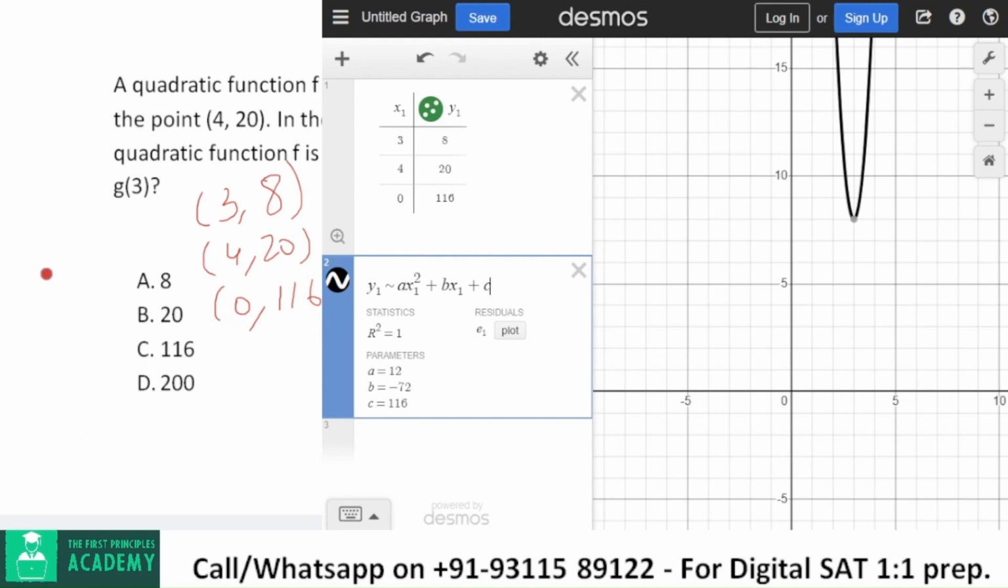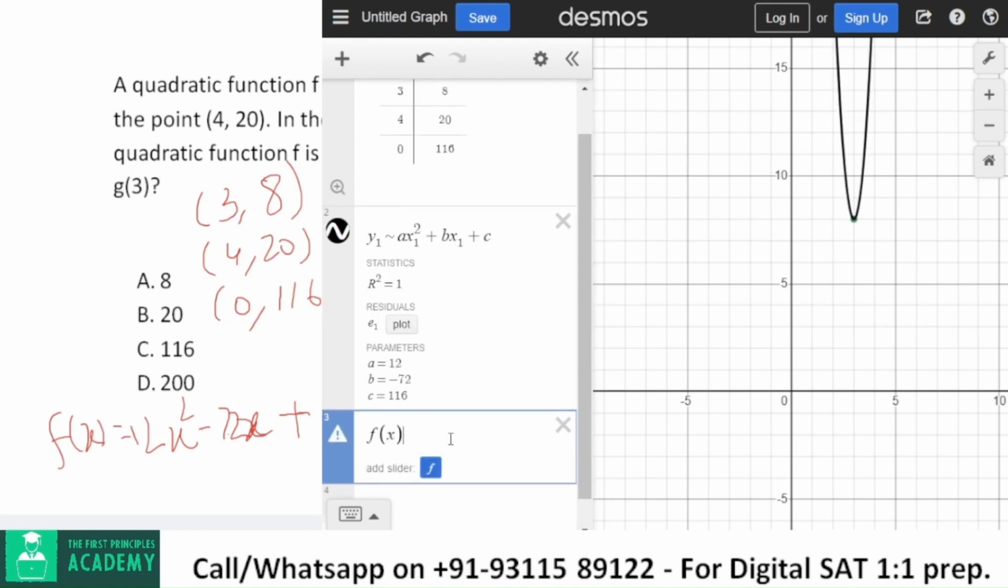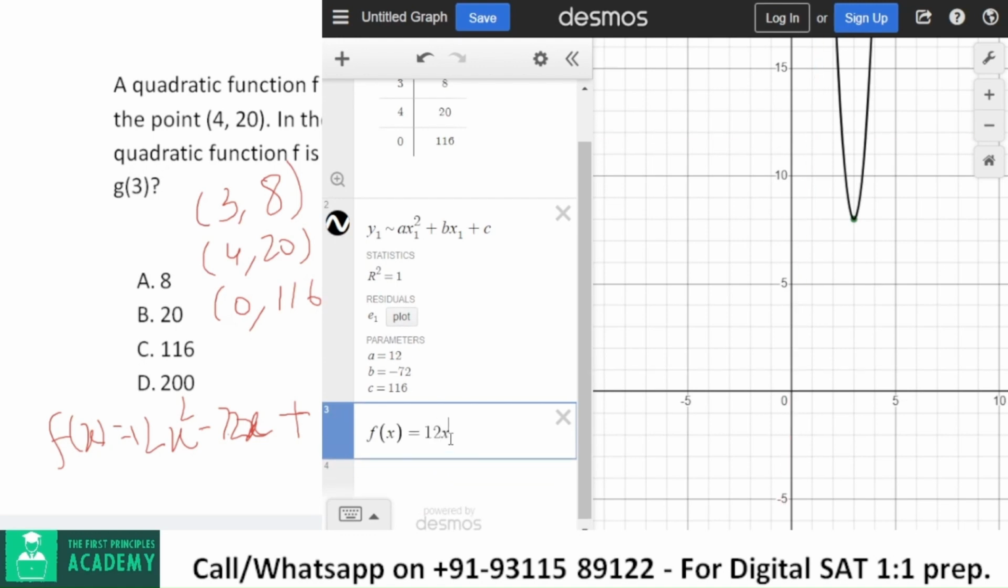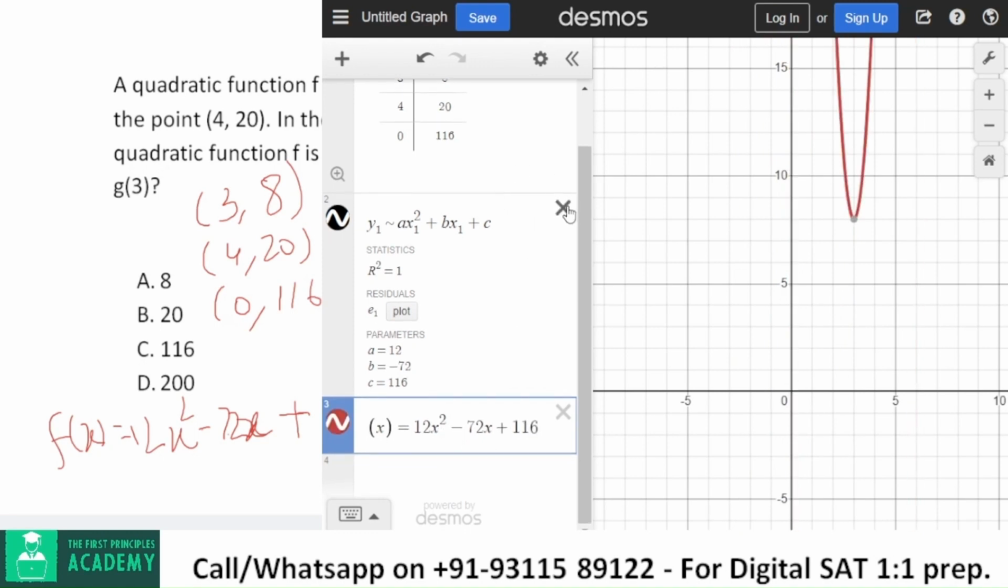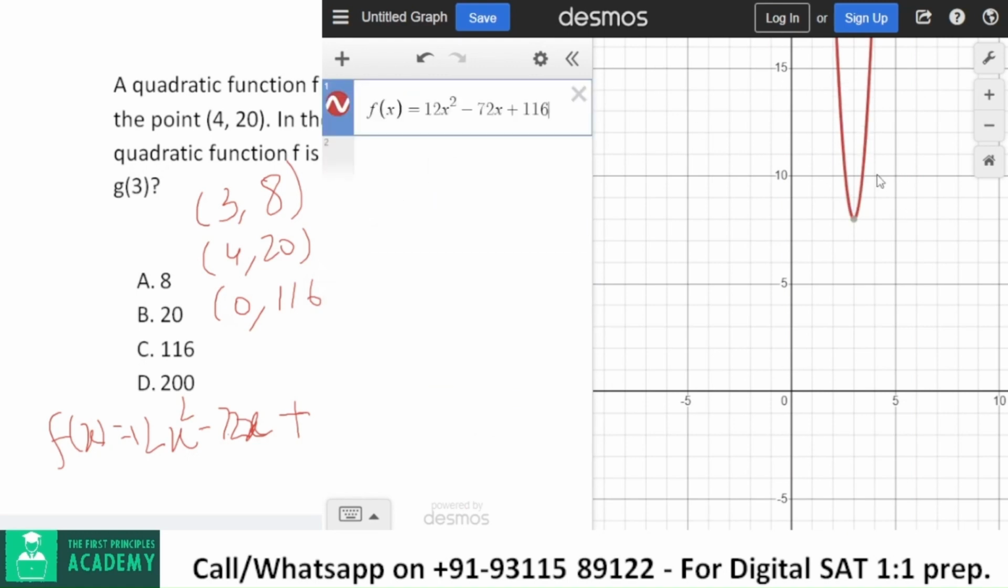So I now know that my equation f of x is 12 x square minus 72x plus 116. We can also just write it back on the Desmos itself. Function of x equals 12 x square minus 72x plus 116. Okay, so I have my function of x. I'm going to remove these. Notice that the graph didn't change, so this is what we had found.